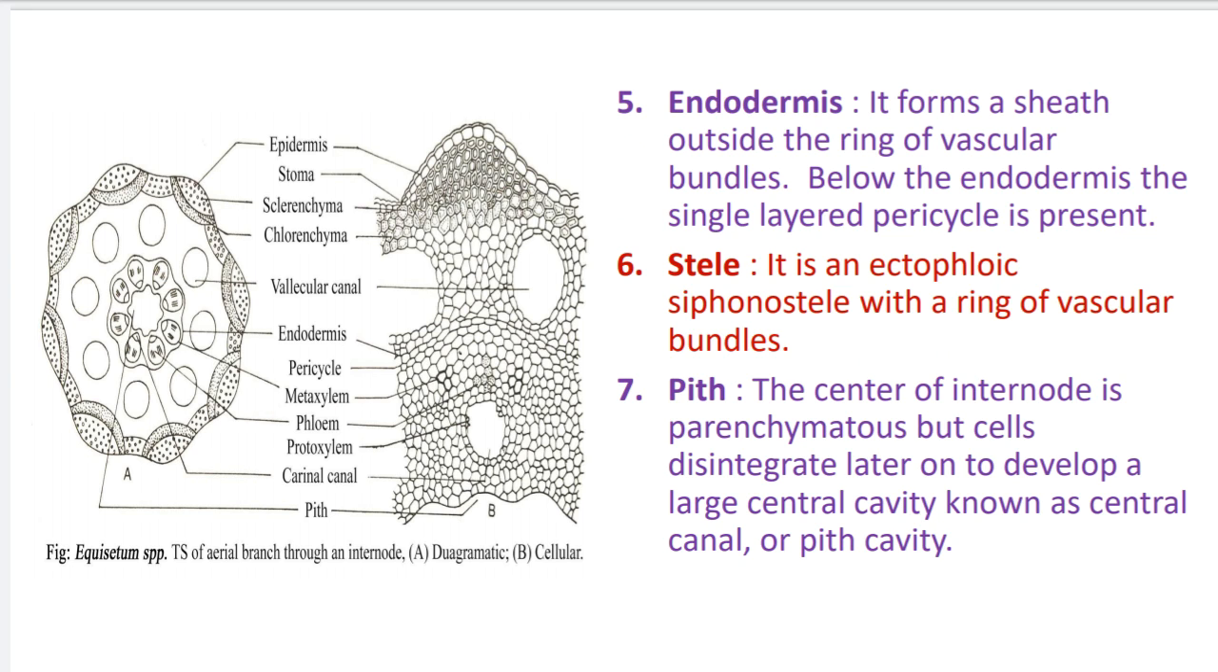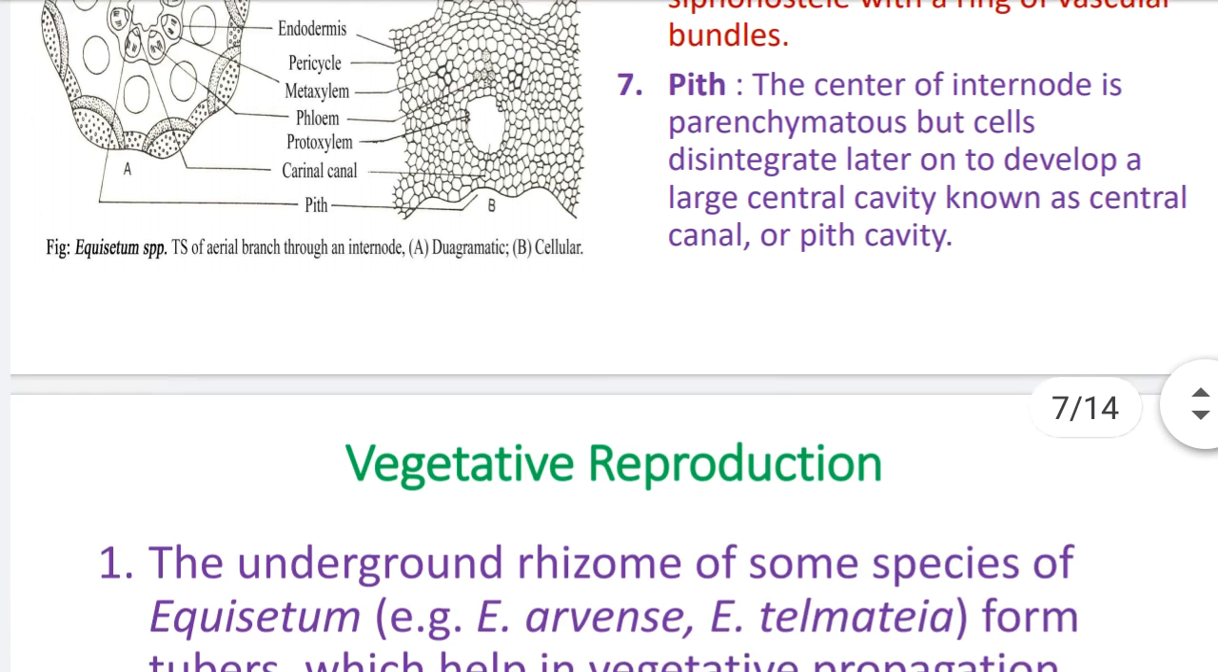Number 7, the center of the internode is parenchymatous, but cells disintegrate later on to develop a large central cavity known as central canal or pith cavity. You see at the center in A diagram and B diagram, it is denoted by the pith. Basically, in primary condition, there are parenchymatous cells, but at maturity, a space is formed, and that space is called the central cavity or the pith cavity.